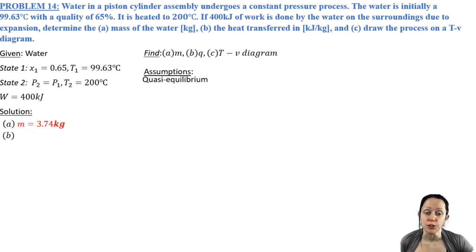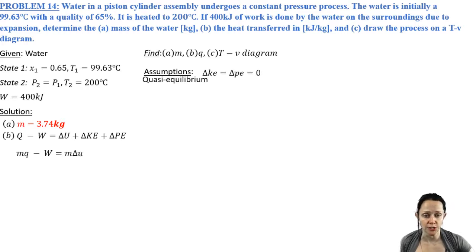Next, I need to find the heat transfer. So I'm going to apply my first law. I'm going to get rid of the kinetic and potential energy changes from 1 to 2. And then I'm going to put things in terms of little q. So let's look at each one of those terms. The m times little q would be kilograms times kilojoules per kilogram, so that's my big Q. And then the big W is given to me, it's the 400 kilojoules. And then delta big U is equal to m delta little u. So I just need to solve for little q. I know the big W, I know the mass, I just need to look up u1 and u2.